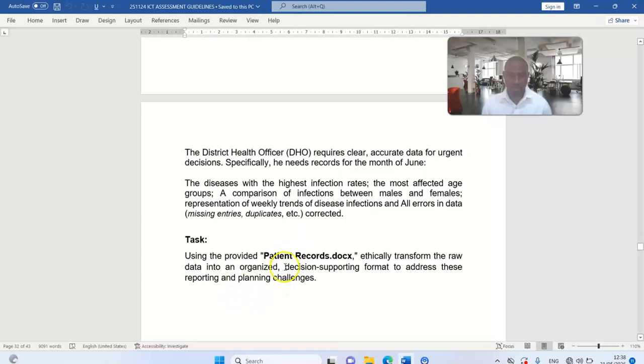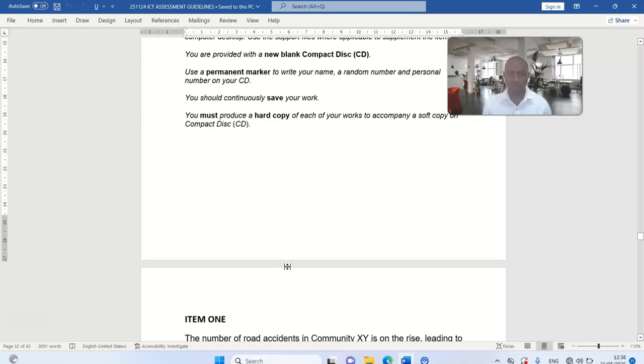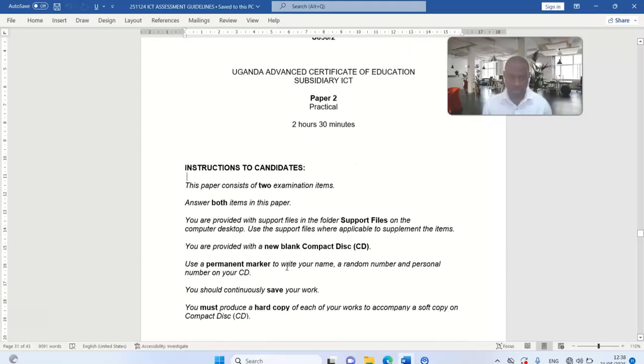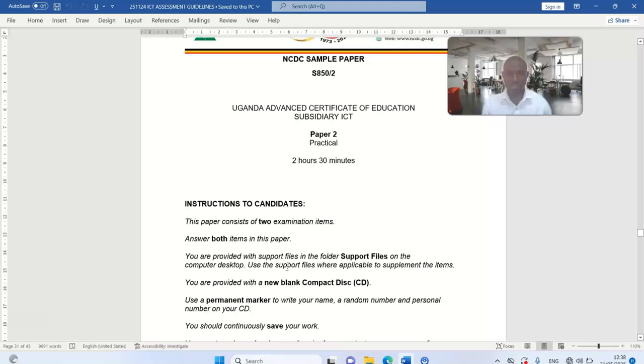So with that, that is the sample paper, practical paper 2, for NCDC. If you don't have it, maybe you can tag in the comment section so that I can send it to you.